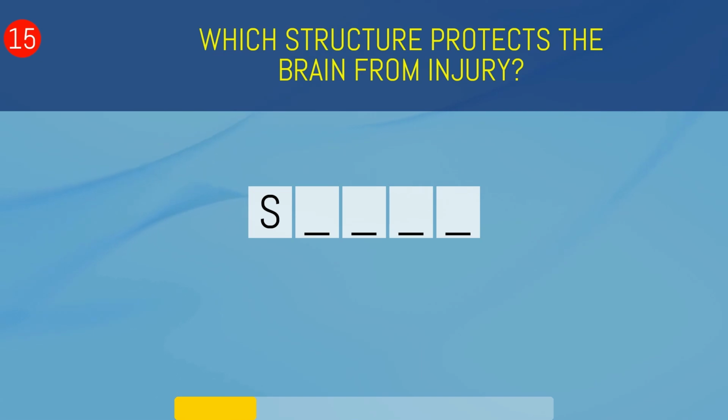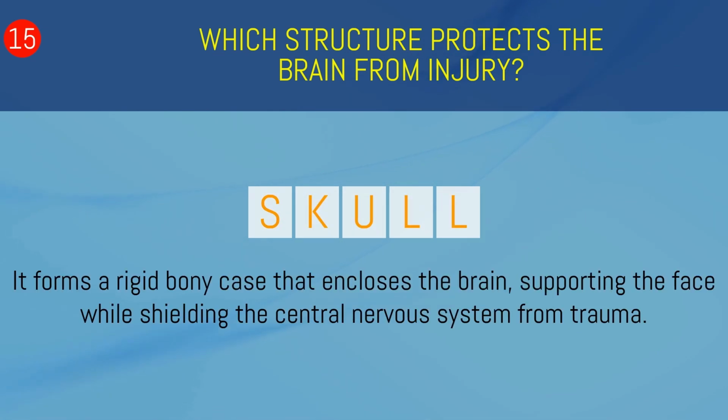Which structure protects the brain from injury? Skull. It forms a rigid bony case that encloses the brain, supporting the face while shielding the central nervous system from trauma.